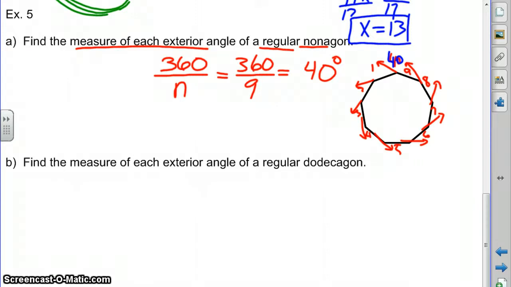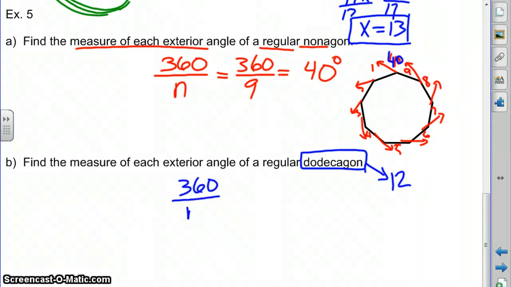Same process for the next question. Find the measure of each exterior angle of a regular dodecagon. We may have to look that up. I know that it's 12 sides. A dodecagon has 12 sides. So I will take 360 degrees divided by the number of sides. That's 360 degrees divided by 12, which gives me one angle is 30 degrees.